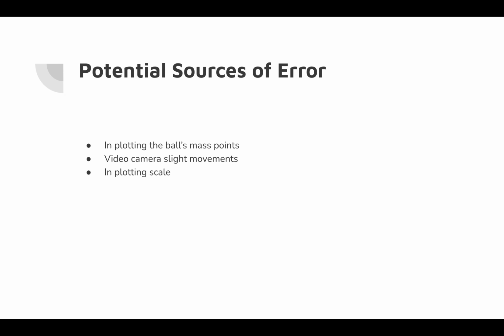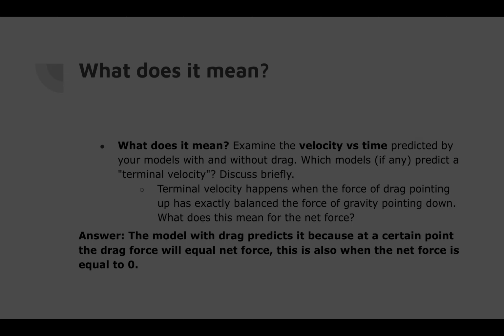So, potential sources of error. There could have been several potential sources of error: applying the ball's mass point and obtaining the position versus time graph. Also the video camera slightly moving, human errors, plotting scale, the proportionality constant might not be exactly accurate, and the graphs might not be completely aligned or proper.